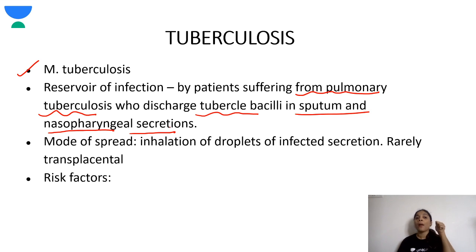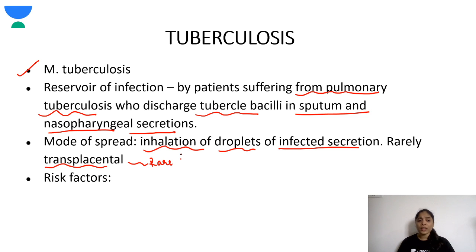This person can spread the bacilli with the sputum and the nasopharyngeal secretion, a person with pulmonary tuberculosis. So what is the mode of spread? The inhalation of the droplets of the infected secretion. But there could be a transplacental mode of spread too, but that is very rare.